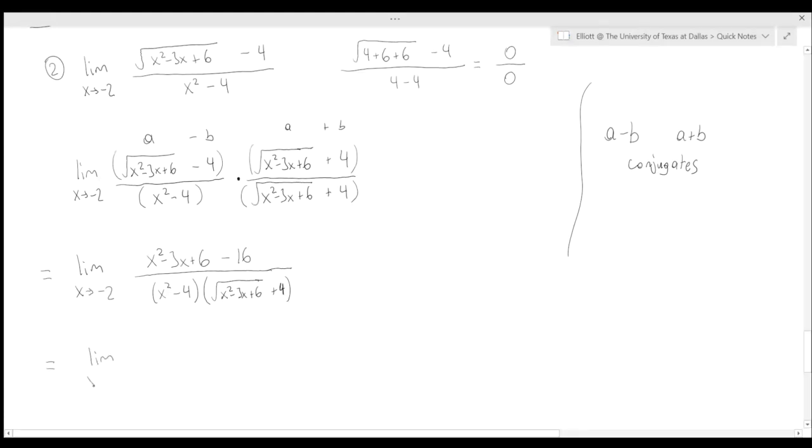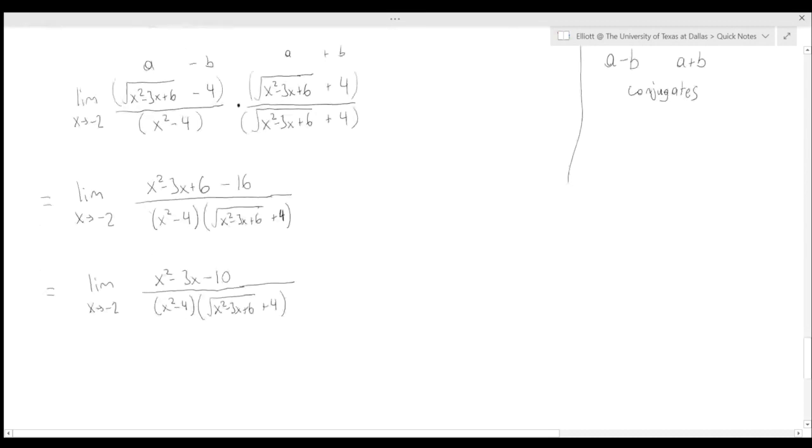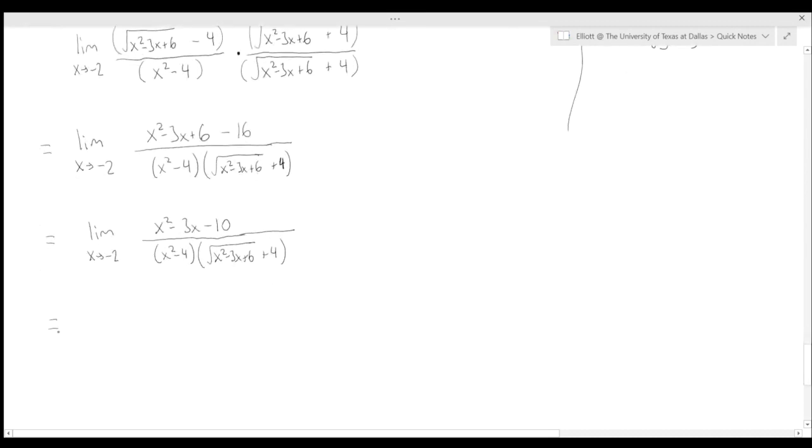All right, so then in the numerator, 6 minus 16 is minus 10. In the denominator, see here, I will copy it down one more time. Now, we still want to do a little bit more work. So what we now want to do is try to factor in our numerator and our denominator.